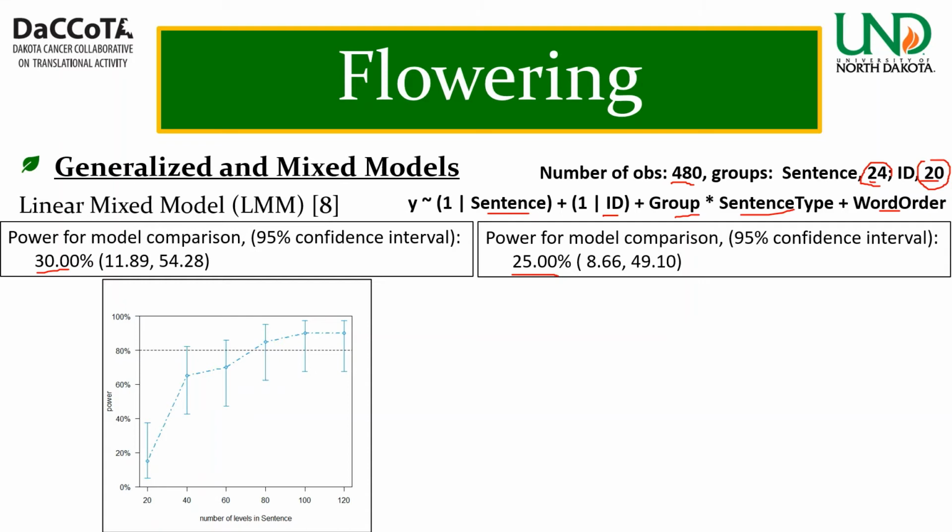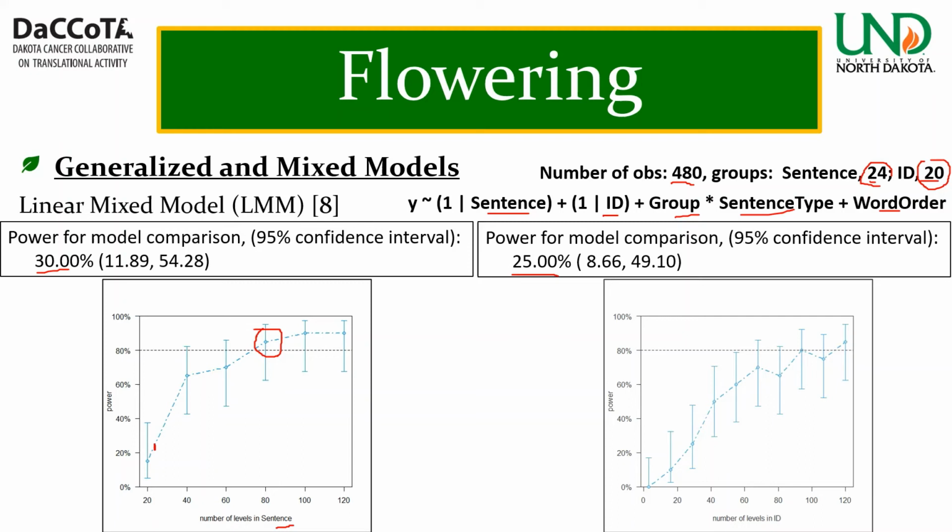So in the case of sentence, we had 24, so somewhere around here, pretty low power. But if we bump it up to about 80 words per sentence, that goes above the 80% power mark, so that would be good. For ID, it's a little shakier here because we didn't do a lot of simulations, but somewhere between 90 and 120 is needed. Again, I show more examples of how to use simr with power analysis in other talks I have done.